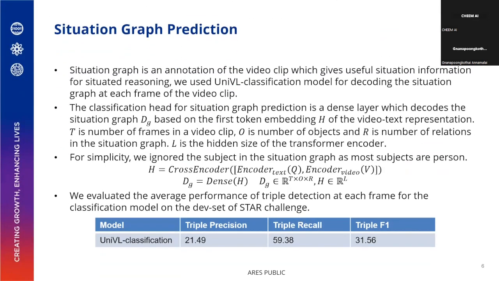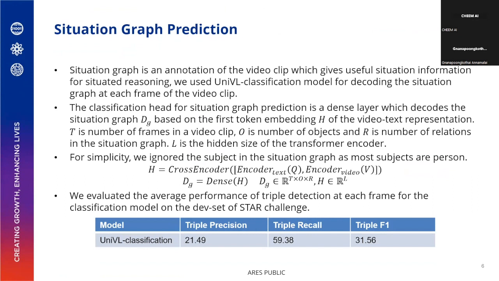So first of all, we try to do the scene graph prediction. Basically, the scene graph is an annotation of the video clip, which includes some of the triples appearing in the video. For example, some person is holding a bottle. This can be represented as a triple.